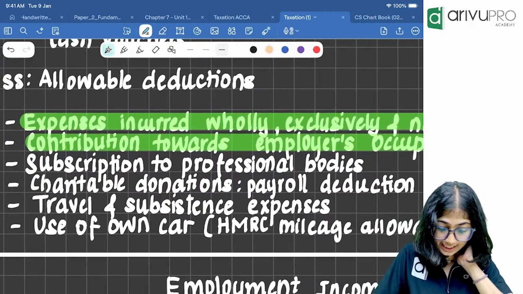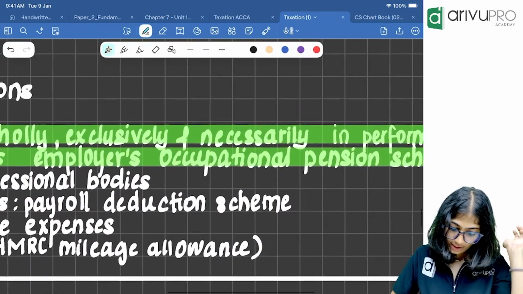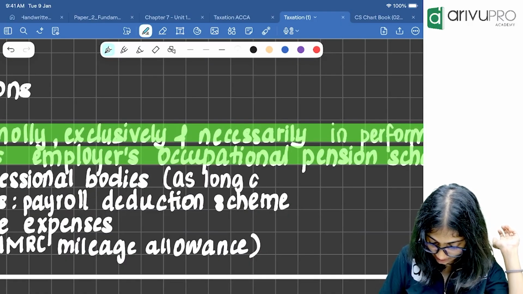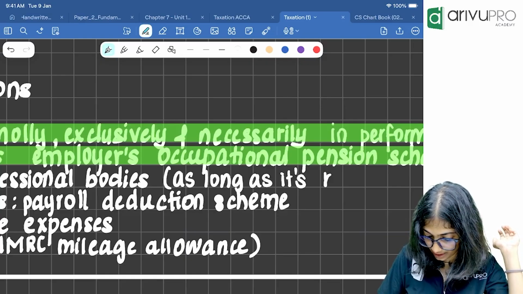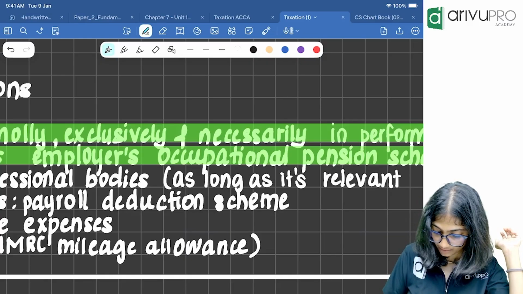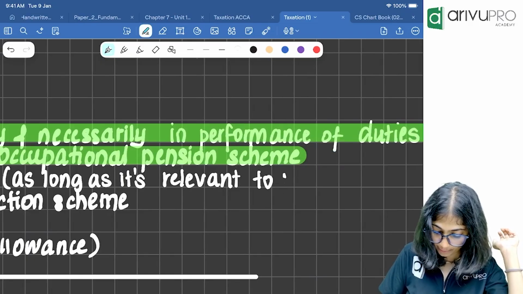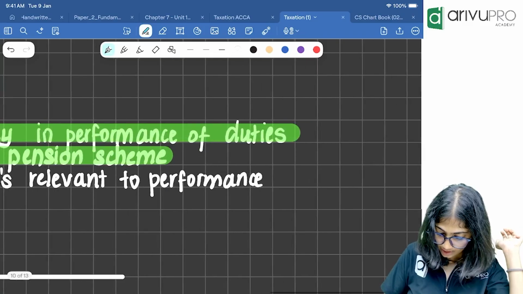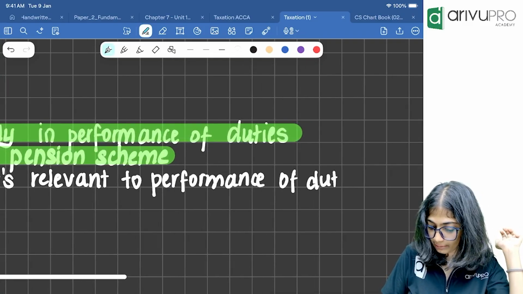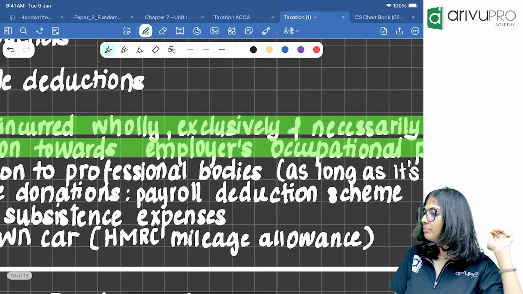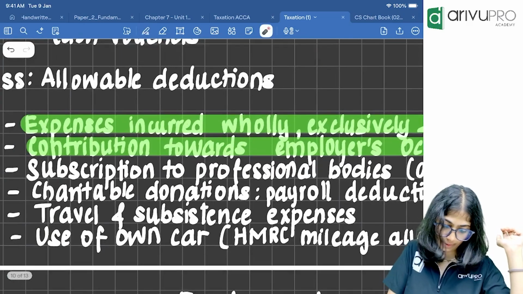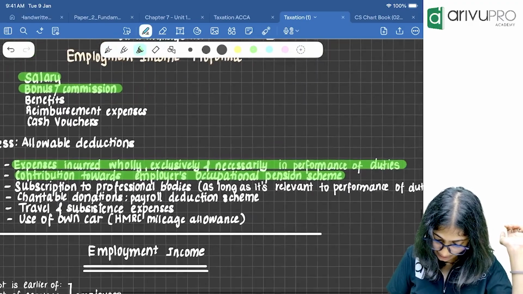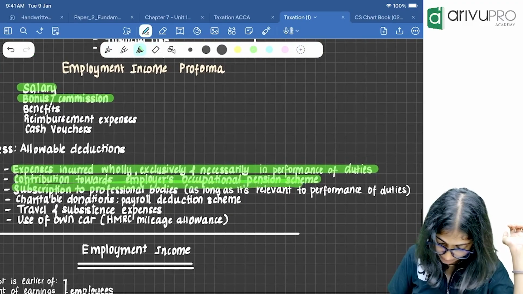Subscription to professional bodies, as long as they are relevant to performing duties. Let's just add a note over here. As long as you understand the concept and you remember the format, you don't need to do anything else in this chapter. Are we done with this? Yes. Subscription to professional bodies, I have already explained what that means, right? So what's going to happen? This is done.